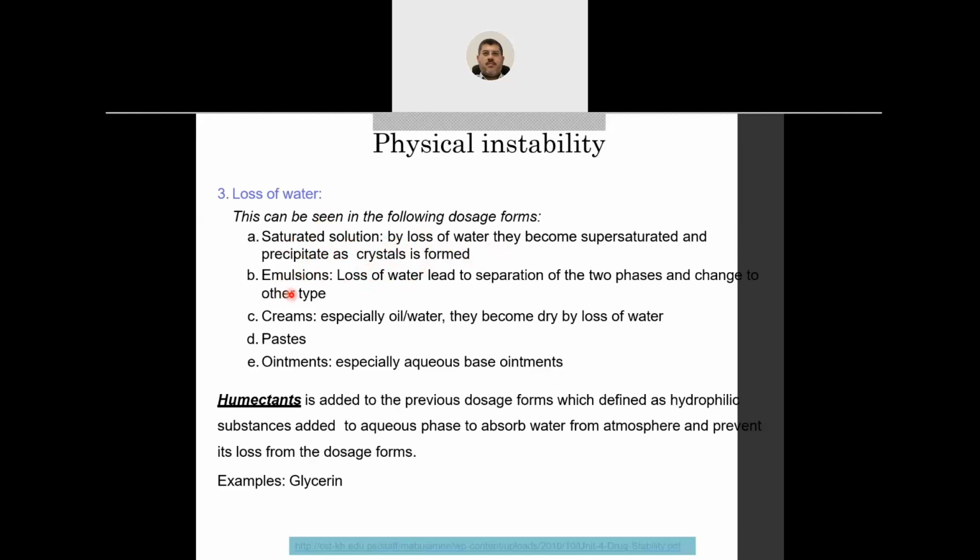Emulsions are also a dosage form containing oil emulsified in water. This water loss with storage may lead to separation of two phases, or sometimes phase inversion as we call it, changing to the other type. Usually, if you want to make an oil in water emulsion, then the amount of water should be more than oil. So if you have loss of water with time, then what will happen? If the oil becomes more than water, then you may have inversion, meaning that it will be a water in oil emulsion.